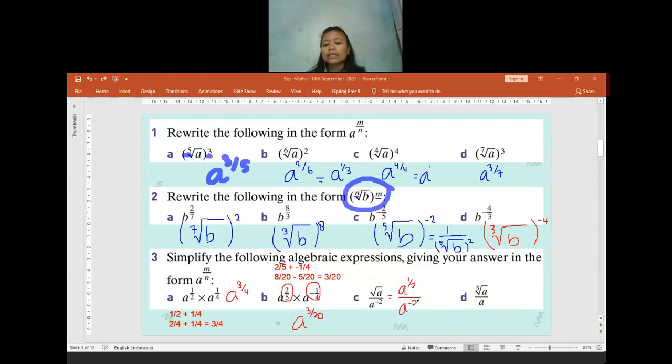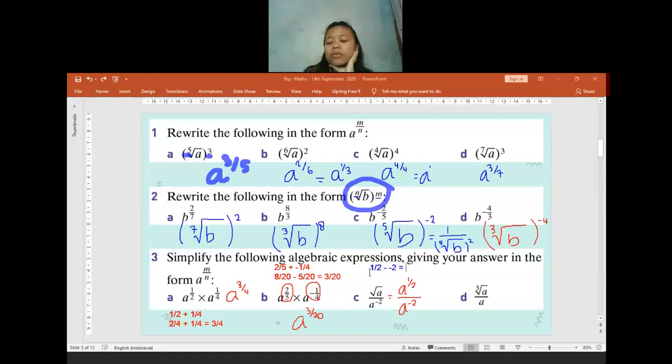So now we can simplify the power. It's a fraction. Fraction means we do division. When we do division, it means we have to subtract the power. So we have to subtract a half minus negative 2. How much will it be? A half minus negative 2.